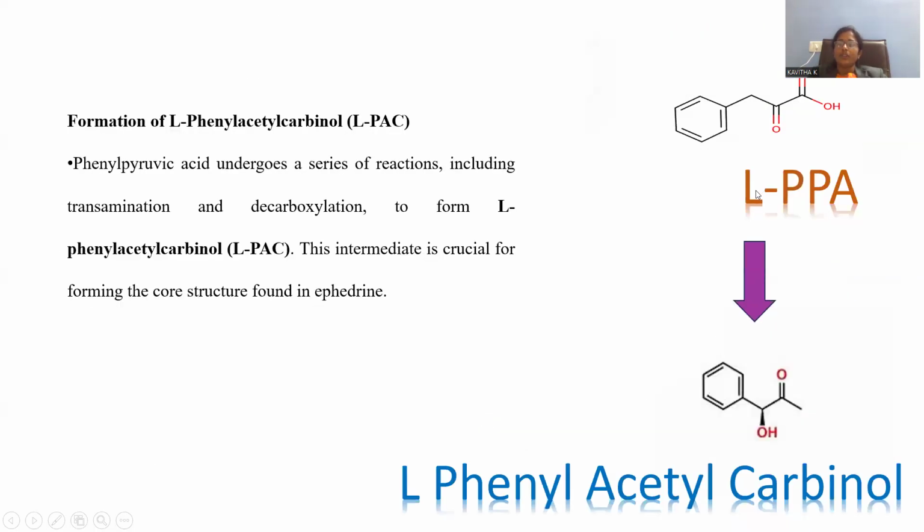Whatever phenyl pyruvic acid is formed is now converted into phenyl acetyl carbinol. Phenyl acetyl carbinol will be generated by means of a series of reactions. We are not supposed to go for only one step; rather, a series of reactions is carried out. We have to go for decarboxylation, later on reduction is carried out. So many chemical changes occur within this conversion. So finally, L-phenyl acetyl carbinol will be generated.